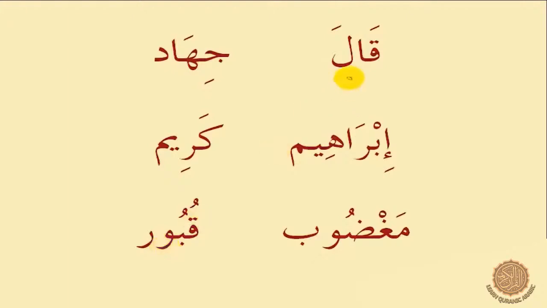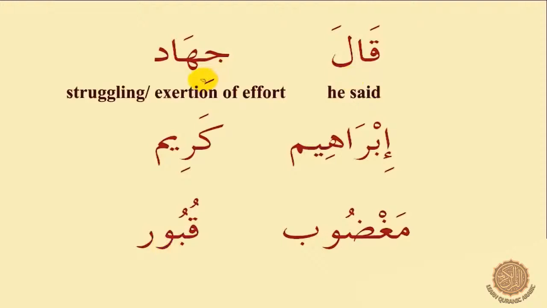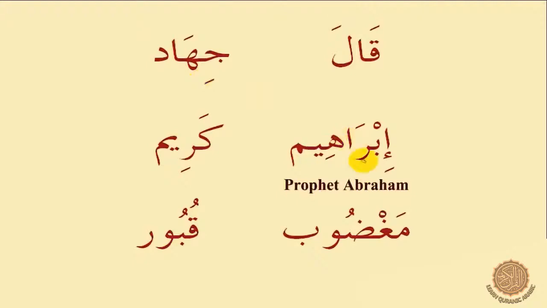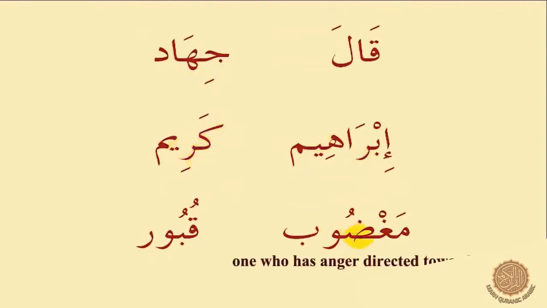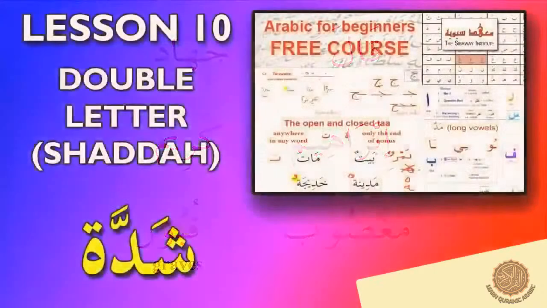So we have qala means he said. Jihad denotes the action of struggling and exerting effort. Ibrahim is the Arabic name for Prophet Abraham, peace be upon him. And as we said, Kareem means one who's generous. Maghdoob denotes somebody who is the object of anger, so one who anger is directed towards. And finally we have the word qubur. Qubur is the plural of the word qabr, which means grave. So qubur means graves. Walhamdulillahi Rabbil Alameen.